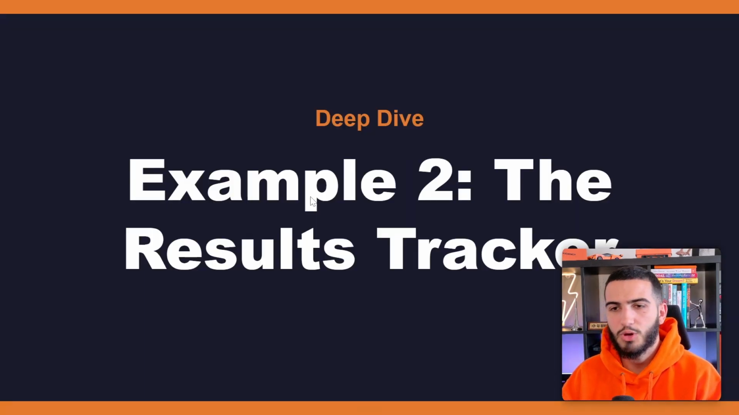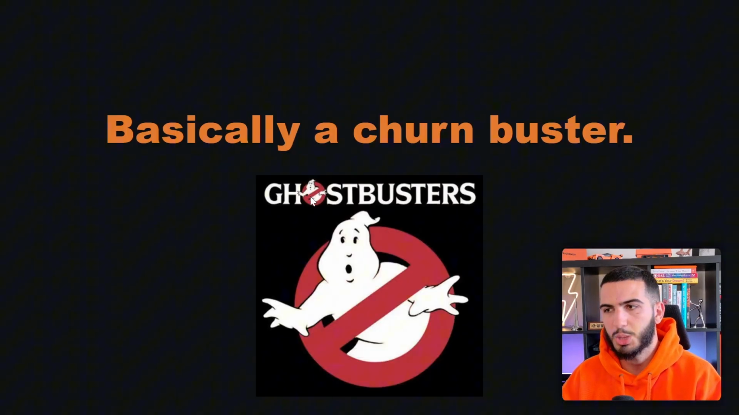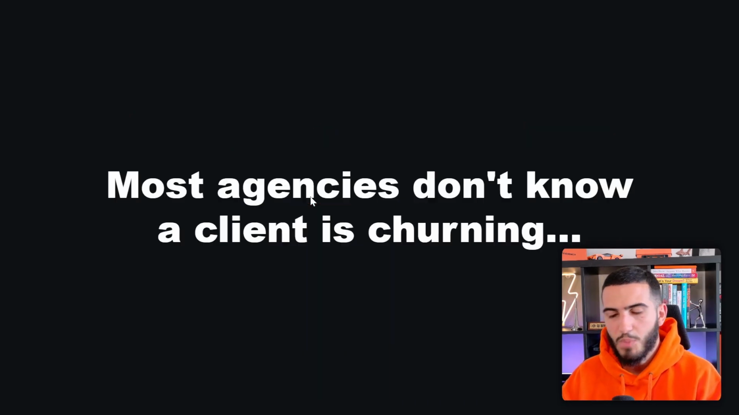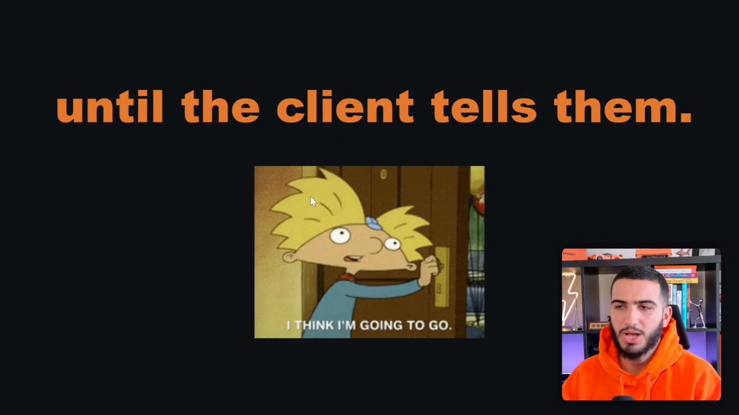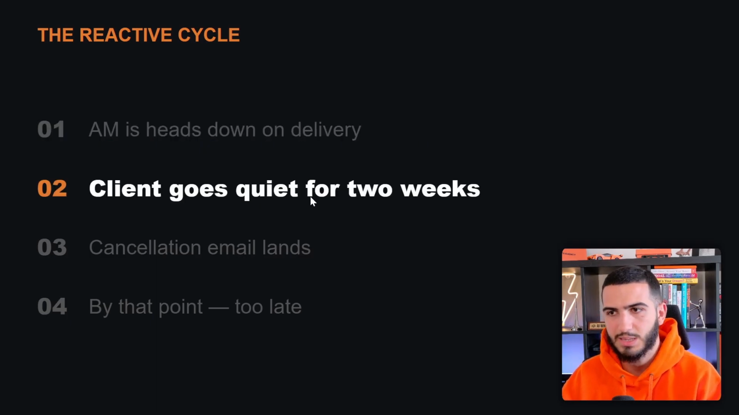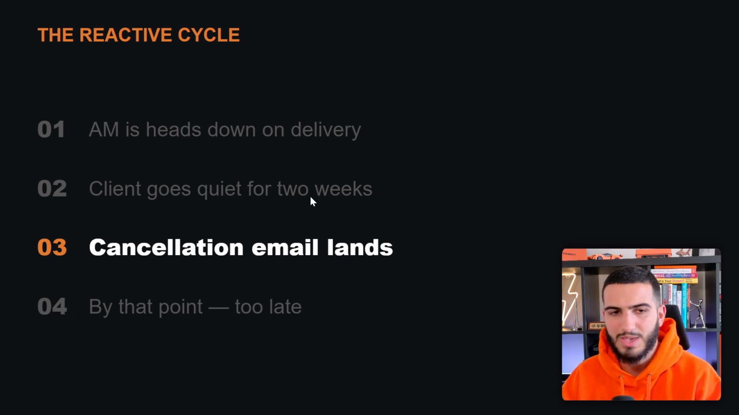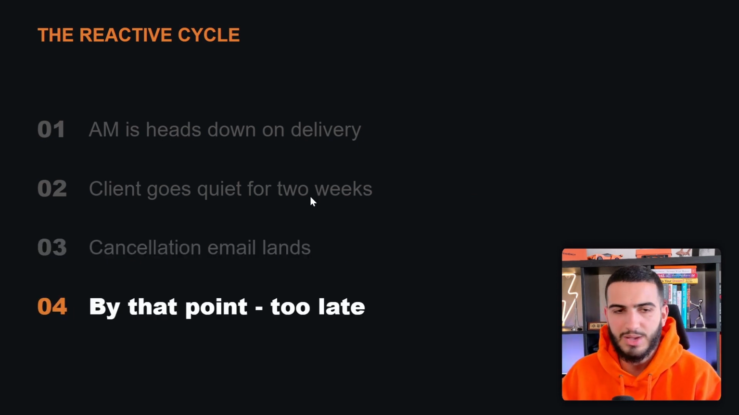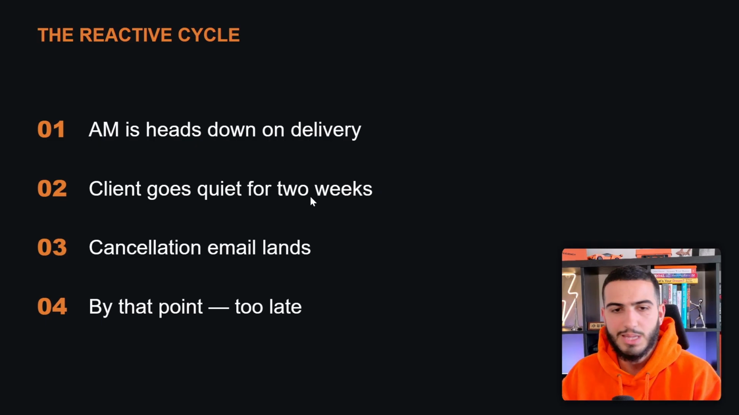The second example we're going to be going over is a results tracker, which we like to call a churn buster. Most agencies don't know a client is churning until the client actually tells them. And this leads to a very, very reactive cycle where an account manager will be heads down on delivery because they're managing 30 different clients. The client will go quiet for 2 weeks and no one's going to notice. Then a random cancellation email comes in, everyone panics and they try to fix it. But by that point, it's too late. This is the reactive cycle.